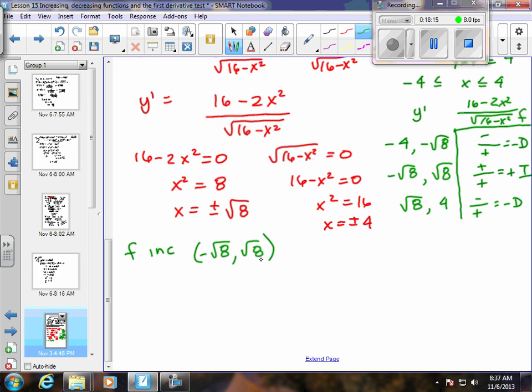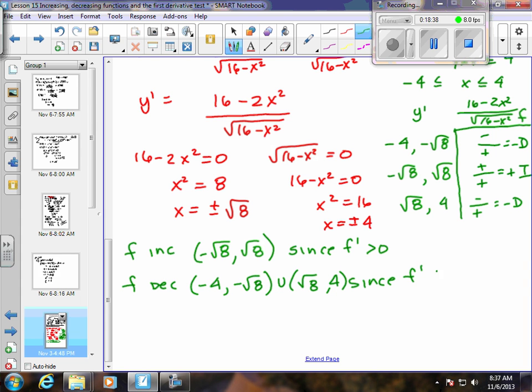So f is increasing in that interval since f prime is greater than 0. F decreases in -4 to negative square root of 8 union square root of 8 to 4 since f prime is negative.